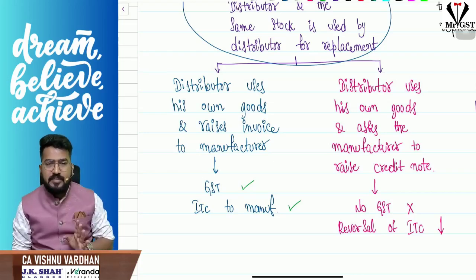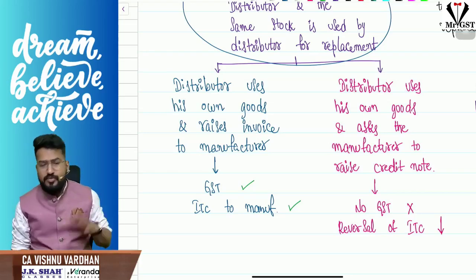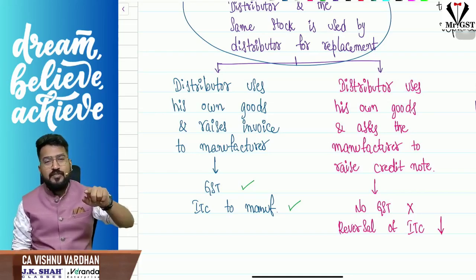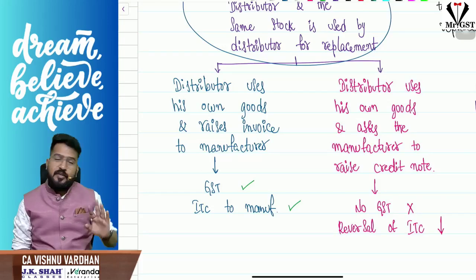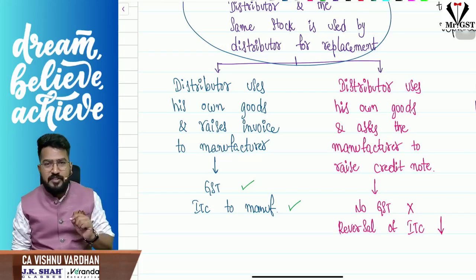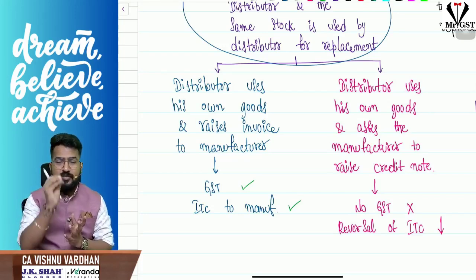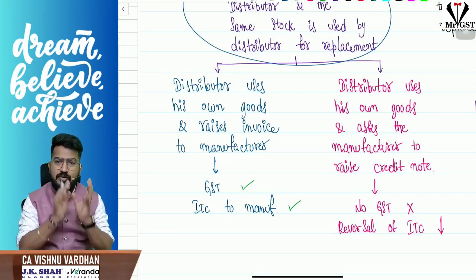In such a case, what will the distributor do? He will use his own goods and raise a fresh invoice for the silencer to the manufacturer, because he already purchased the silencer from the manufacturer. The same silencer he is using, but giving this silencer is the responsibility of the manufacturer.